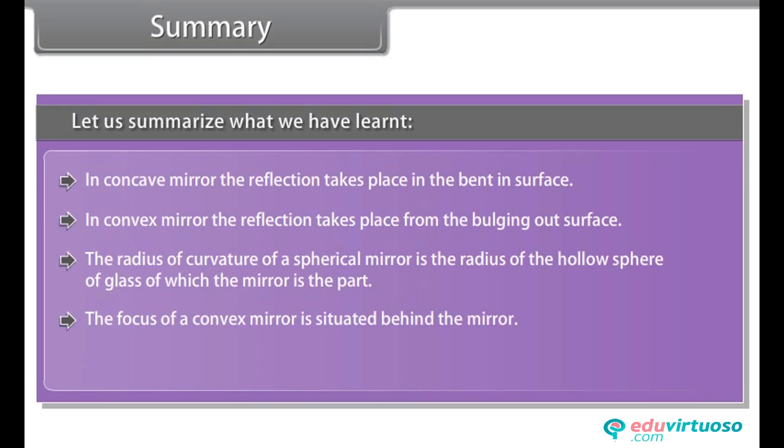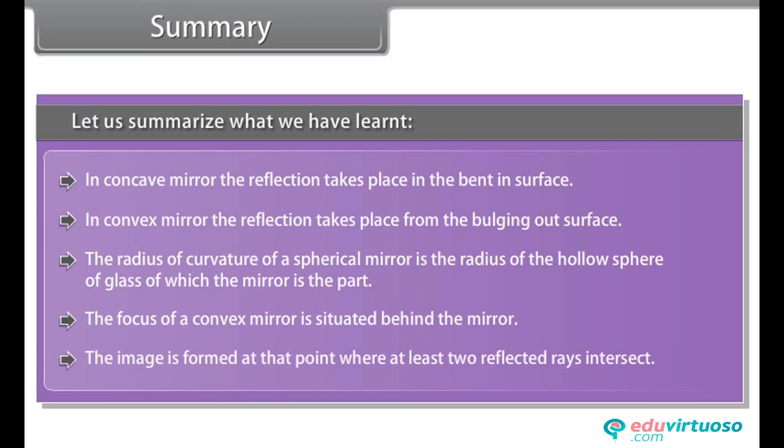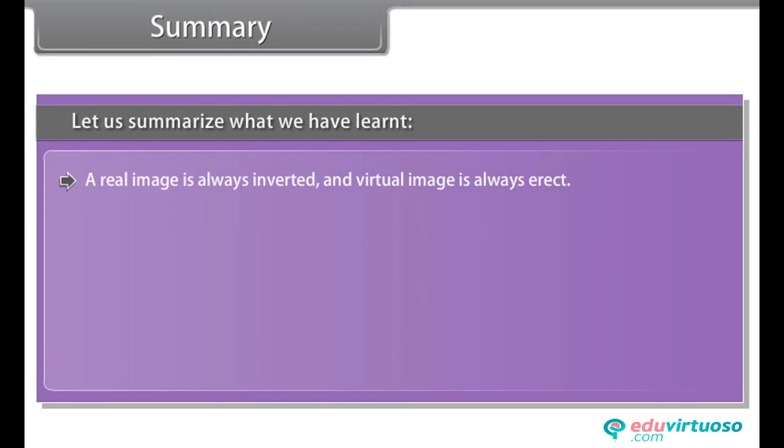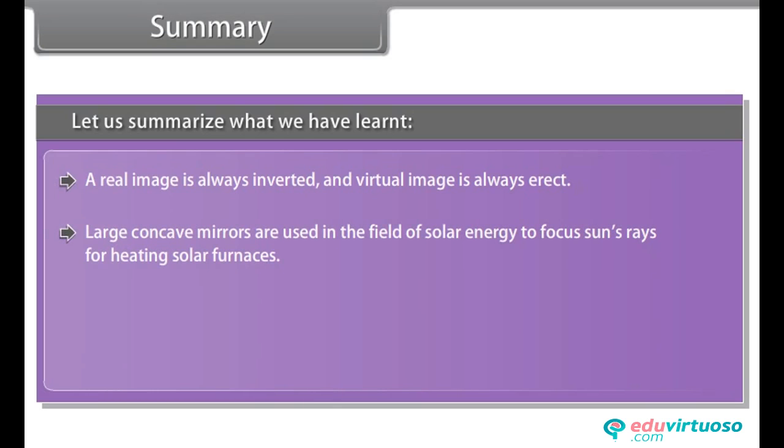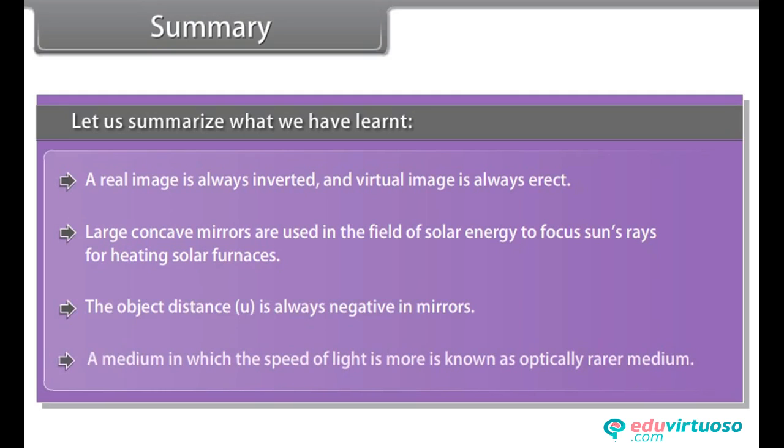The focus of a convex mirror is situated behind the mirror. The image is formed at that point where at least two reflected rays intersect. A real image is always inverted and a virtual image is always erect. Large concave mirrors are used in the field of solar energy to focus the sun's rays for heating solar furnaces. The object distance u is always negative in mirrors. A medium in which the speed of light is more is known as an optically rarer medium.